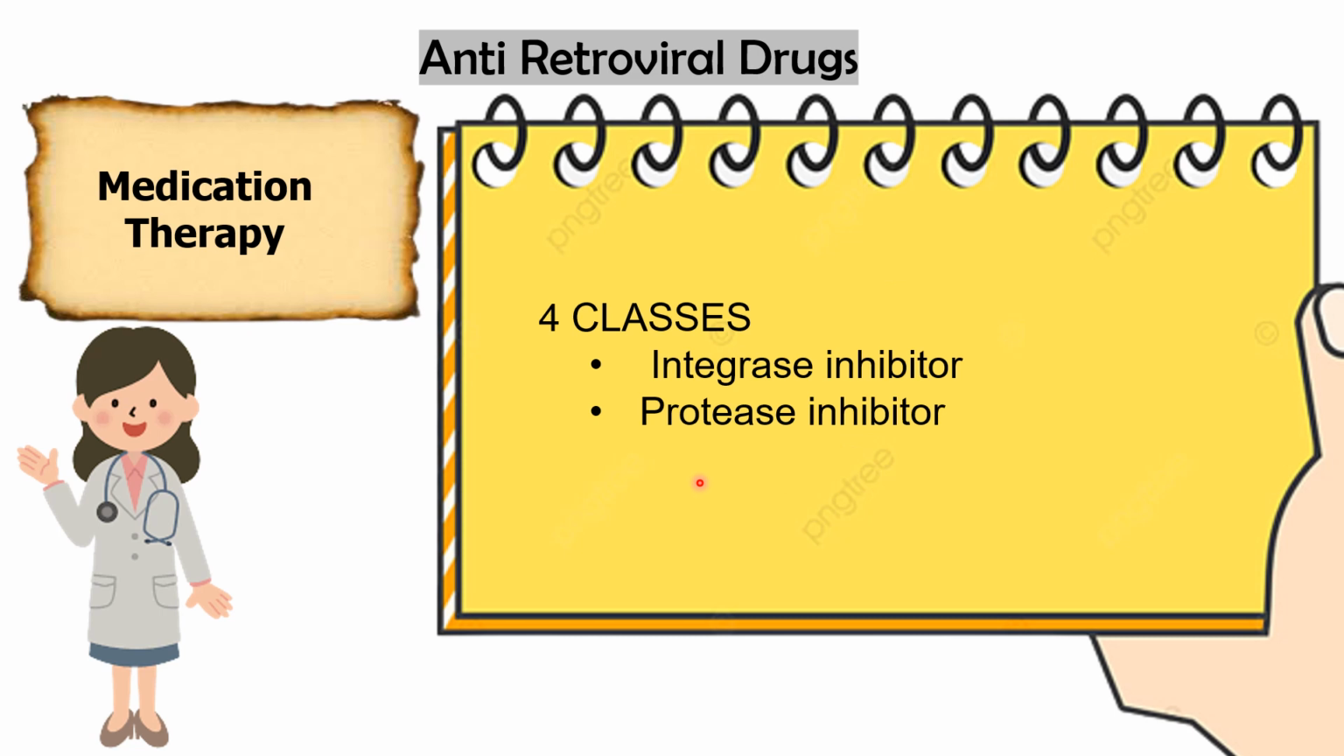Third is the integrase inhibitor, which is designed to block the function of integrase. Integrase is a viral enzyme that inserts the viral genome into the DNA of the host. And the fourth class is the protease inhibitor that prevents viral replication.